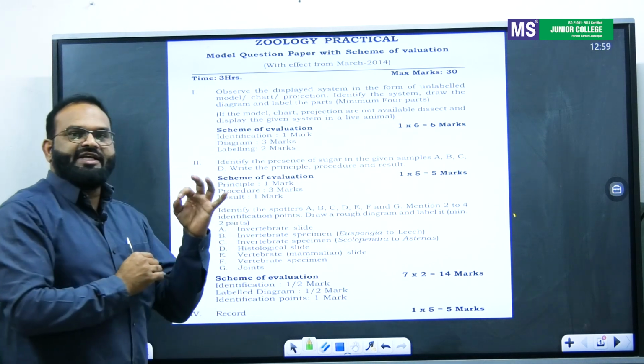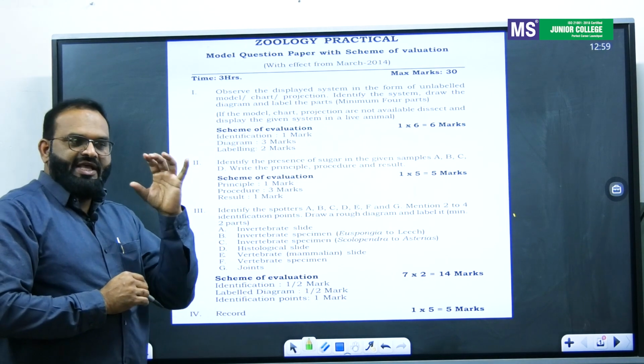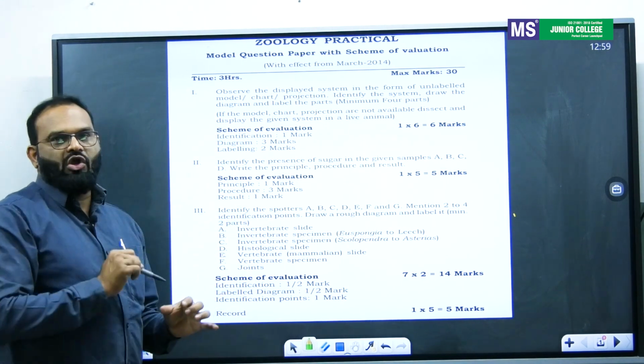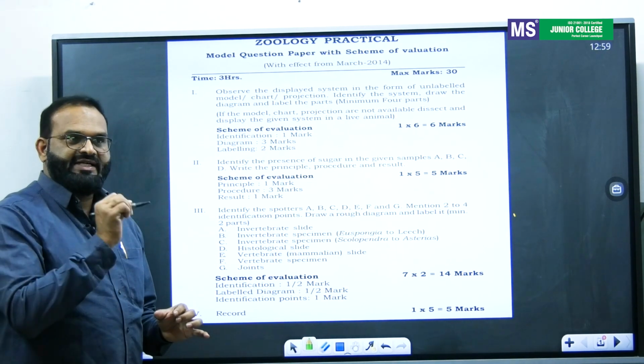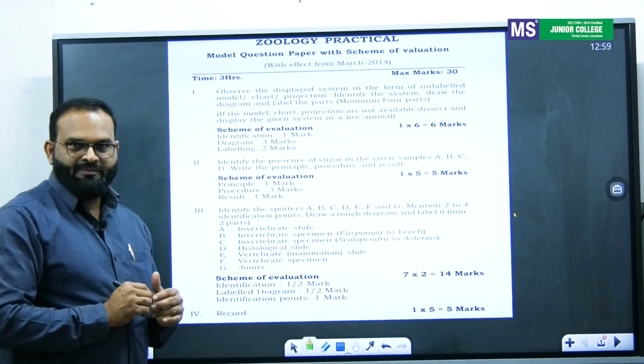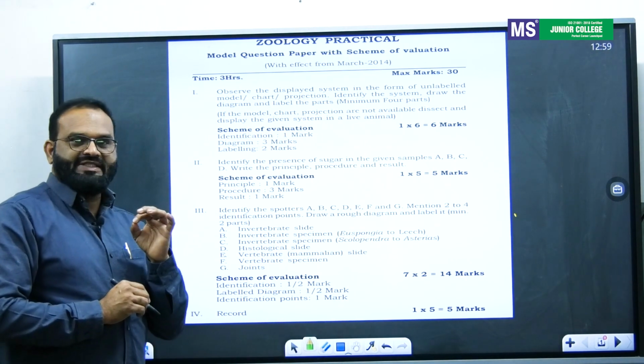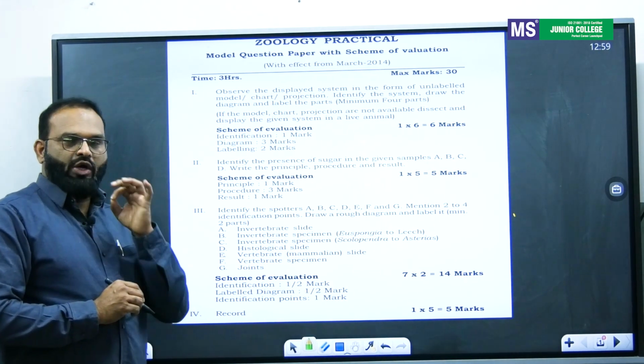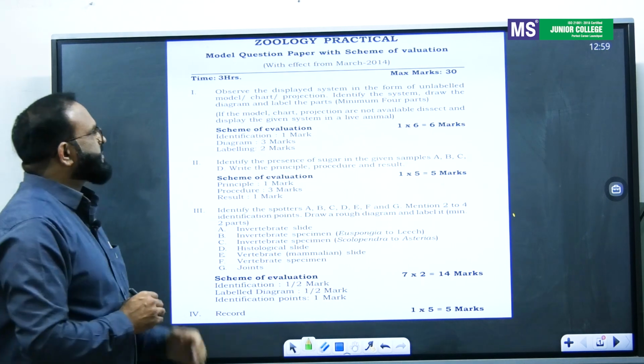Once you receive the hall ticket, students, please look at the time slot of your practicals date and time, whether it is afternoon or forenoon. This is very important information I want to give, so please follow this.